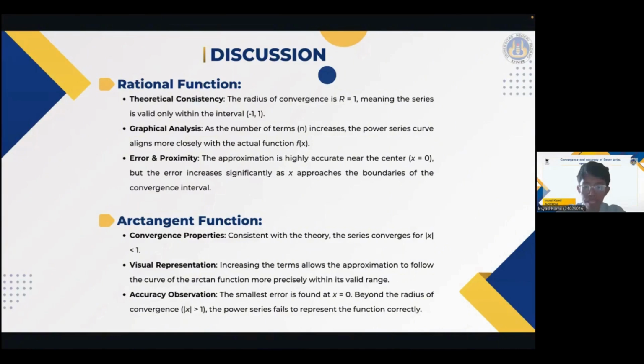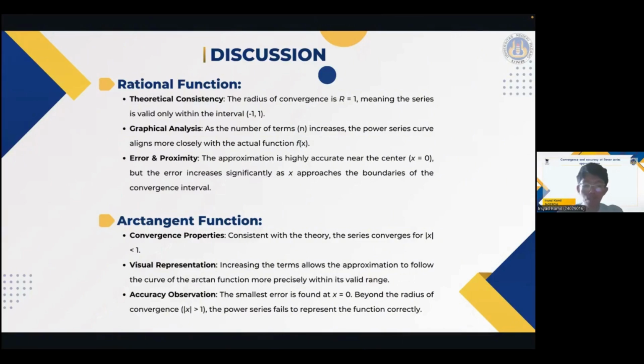The convergence properties here are similar to the rational function, where the series converges only for the absolute value of x less than 1. In terms of visual representation, our simulation shows that adding more terms allows the approximation to follow the curve of the arctan function more precisely. It's clear that more terms equals a better fit, but only within its valid range. Our accuracy observation also shows that the smallest error is consistently found at the center, x equals 0.